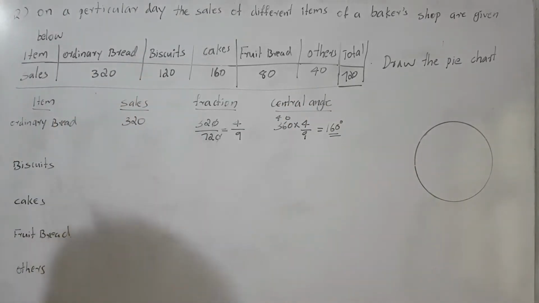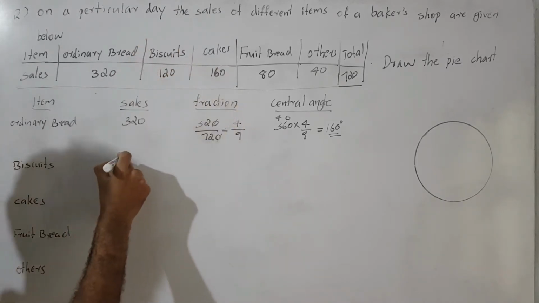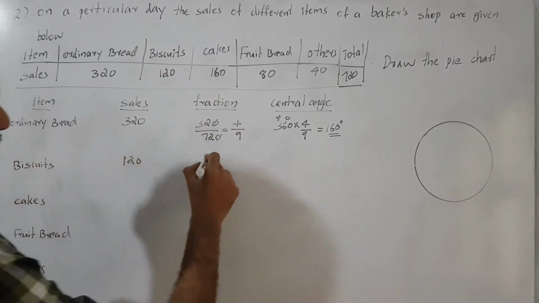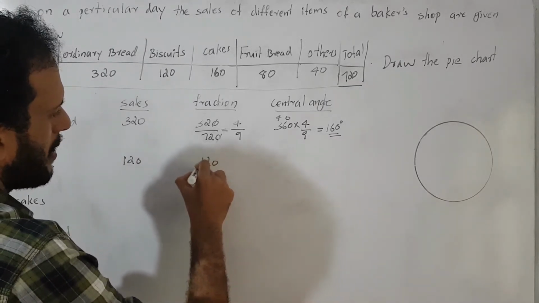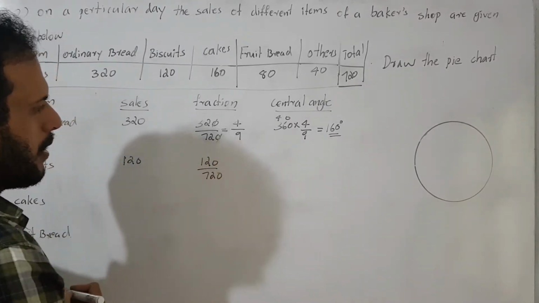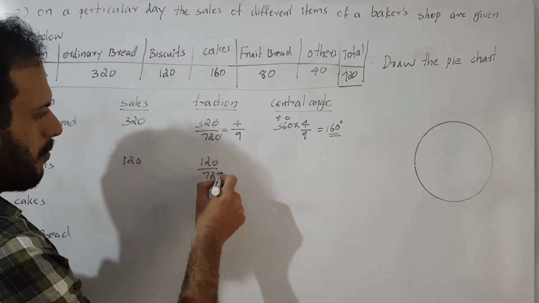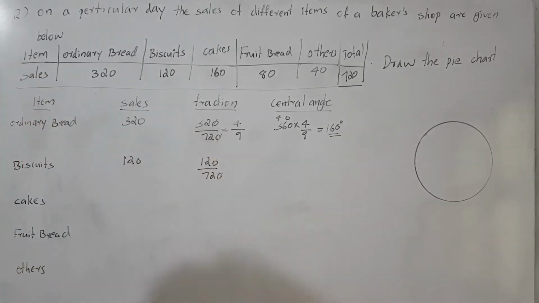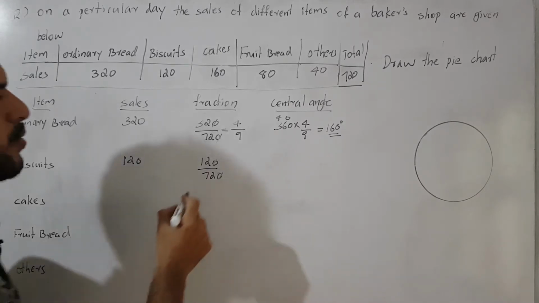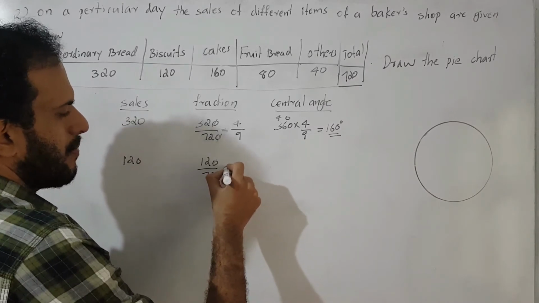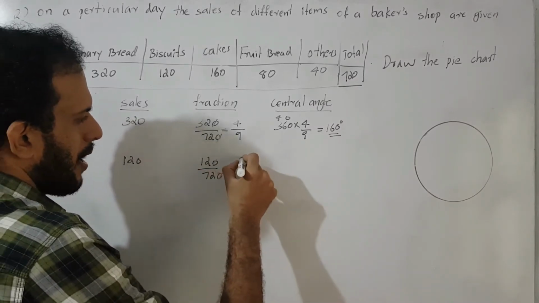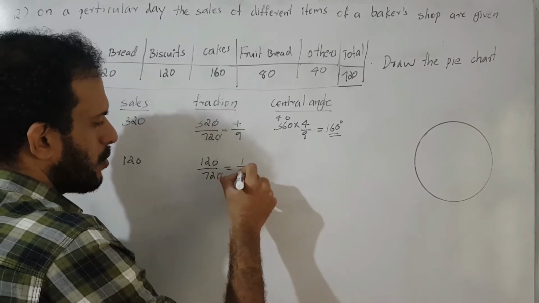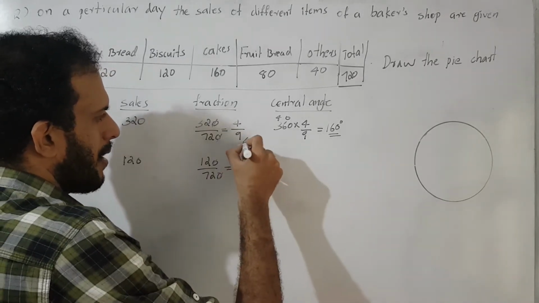Then we get the next item. The item is biscuit. The sale is 120. Then the fraction is 120 divided by 720. We cancel the 0. Then 12 by 72. Then 72 is possible to reduce by 12. How many times does 12 go into 72? Yes, 6 times. Then 12 goes 1 time. Then the fraction form is 1 by 6.